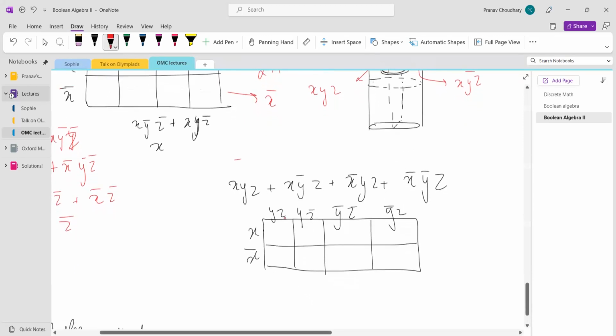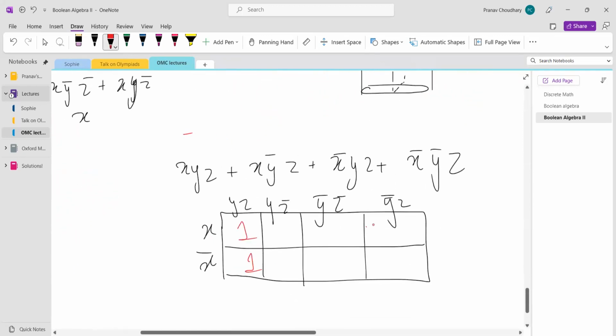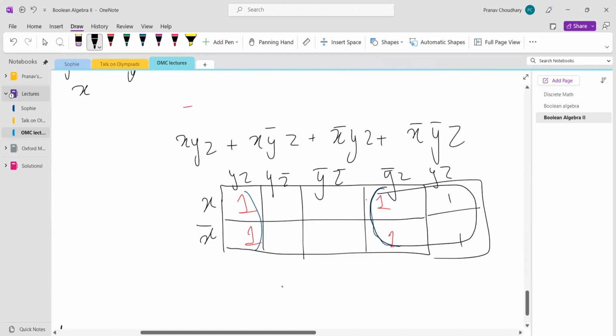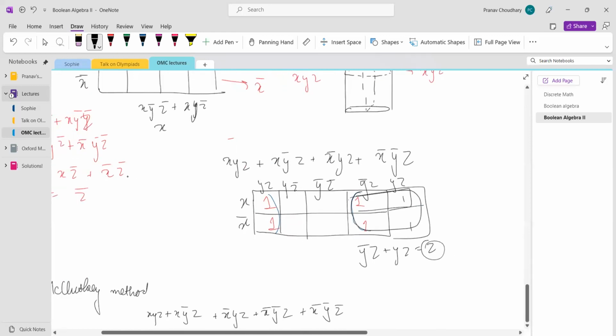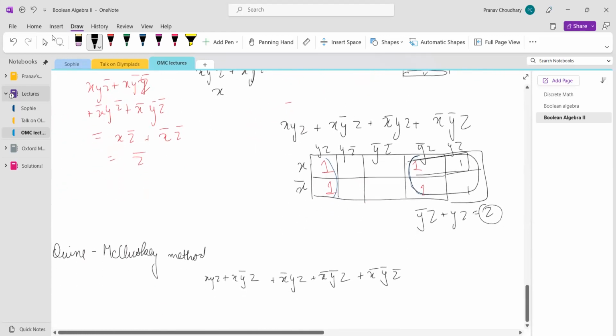Okay, so if you see, this thing is basically you have one here, one here, one here, and one here. And then you can just see that this is a square. Two things from here and then two things from here. These two are adjacent, right? You can write, if you want for visualization, YZ here again, and then this will be 1, 1. So this is a square. You can combine these, and x and x conjugate cancel because they are in two rows. So this will be y conjugate z plus yz, which is just z. So yeah, good.